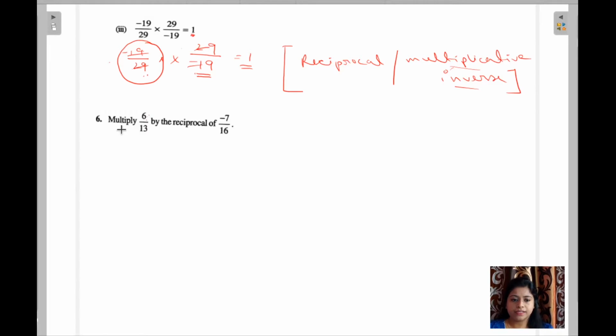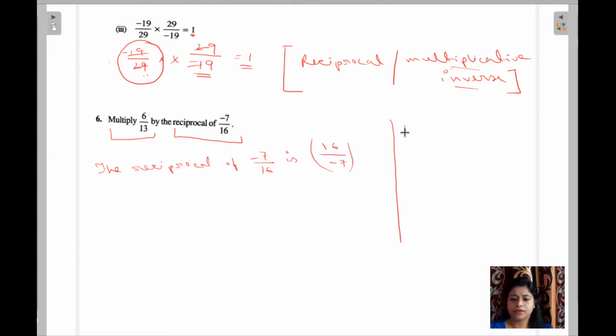Number 6 is: multiply 16 by 13 by the reciprocal of minus 7 by 16. So it has two parts. First we have to take out the reciprocal of minus 7 by 16. So let us start. The reciprocal of minus 7 by 16 is just the opposite number, 16 by minus 7.